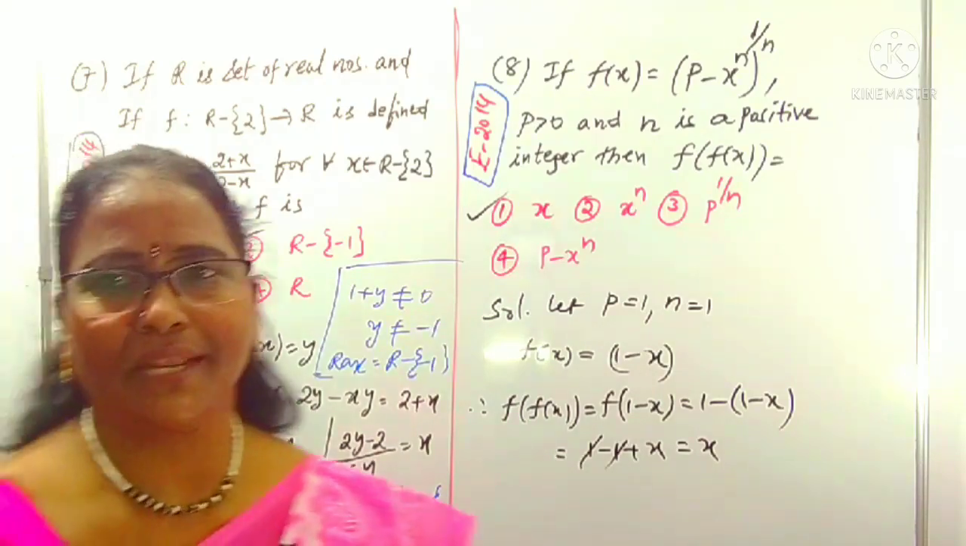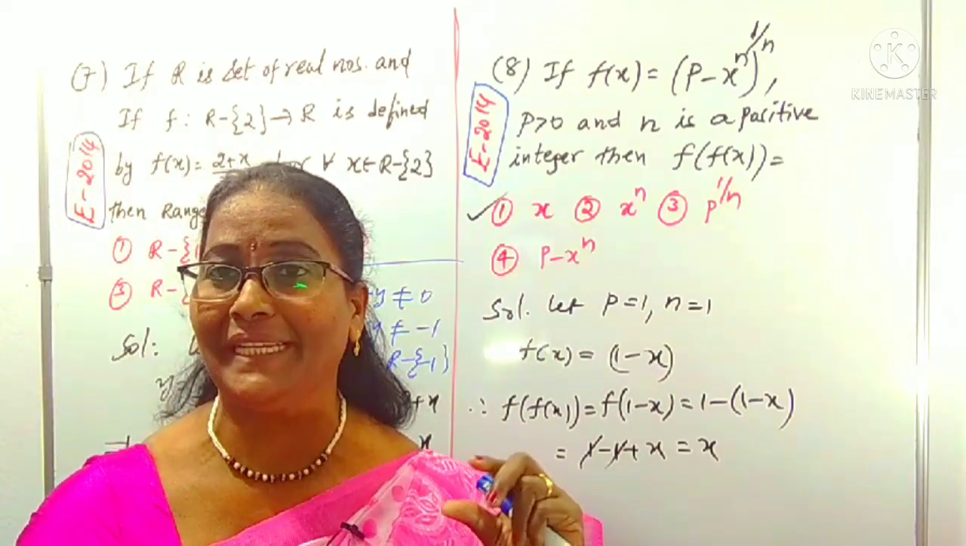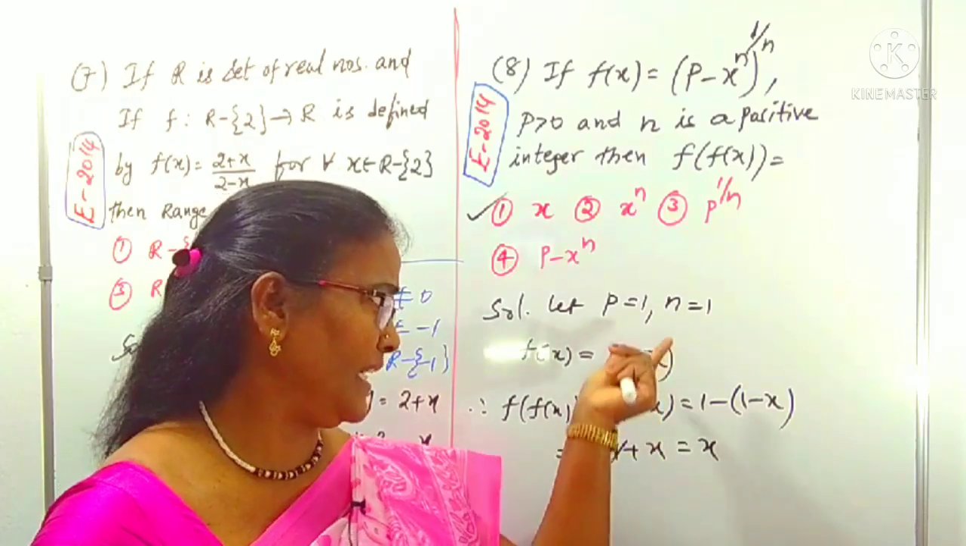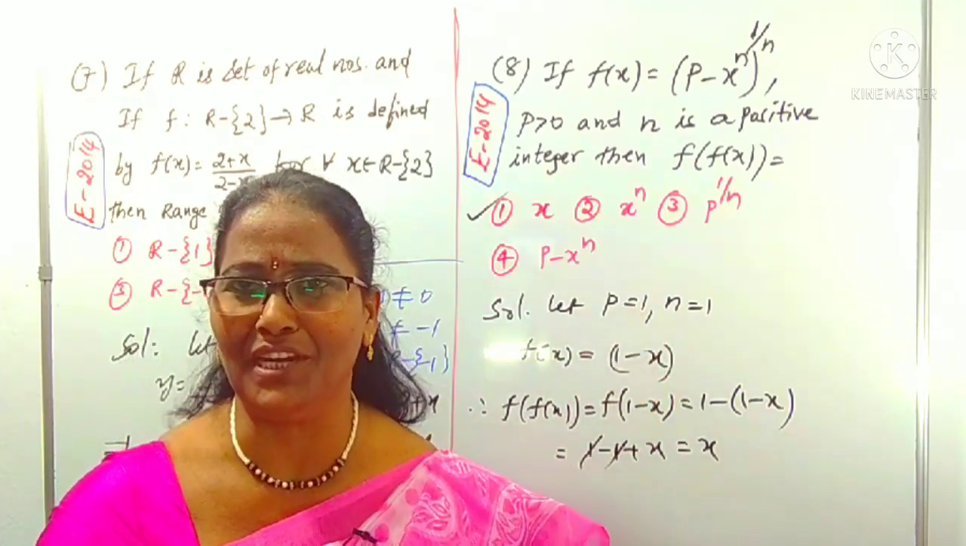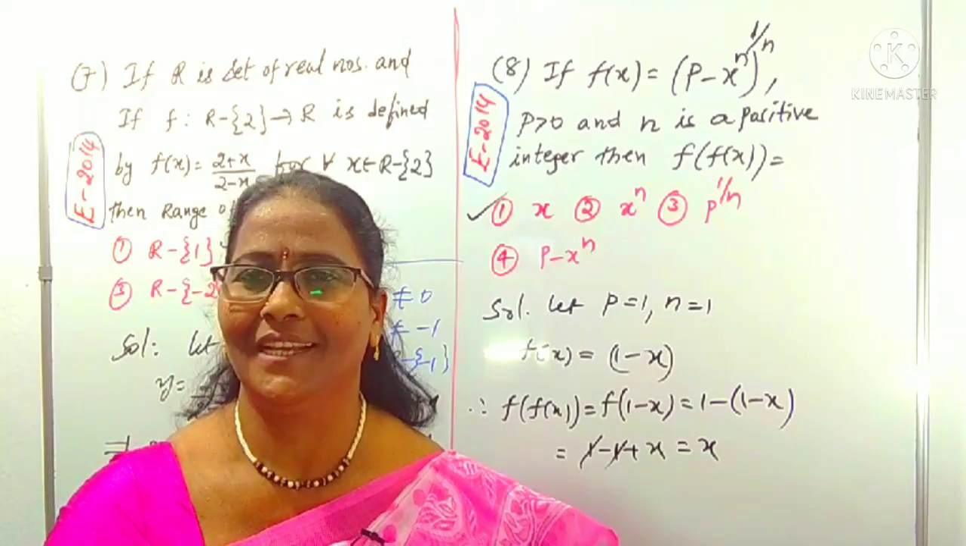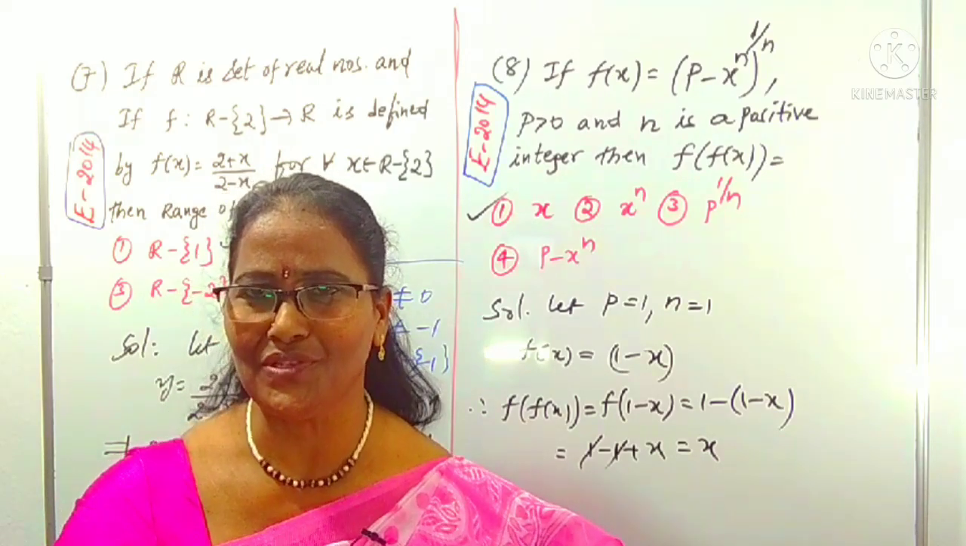We can choose values like this; these are some tricks. What trick do I use? Assumption of p and n values for easiness purpose. Is it clear? Right? We can come back across some more questions.